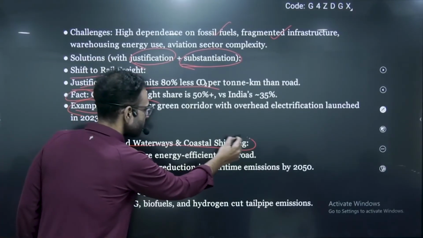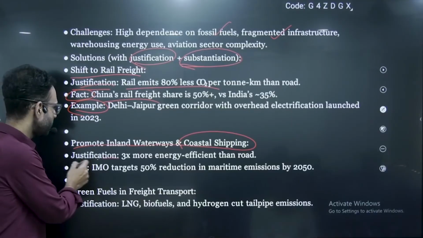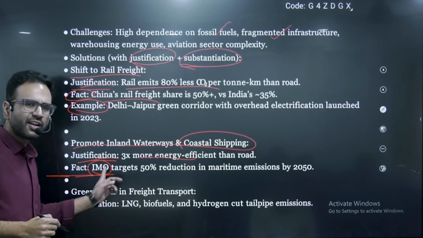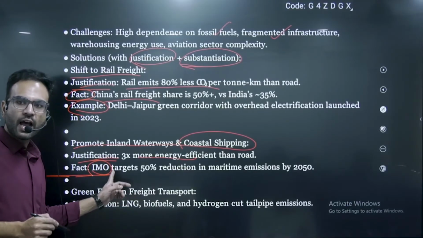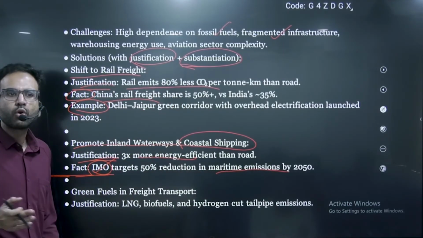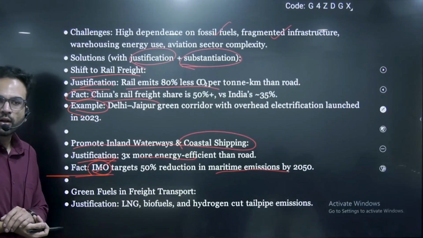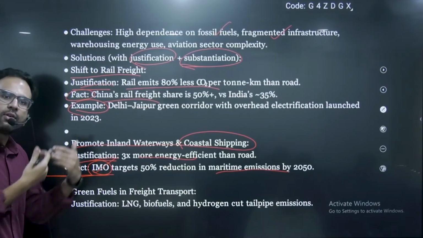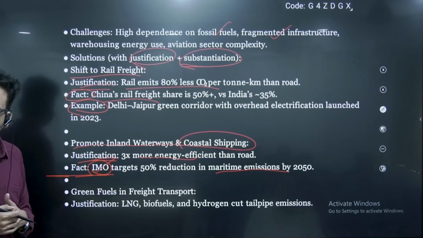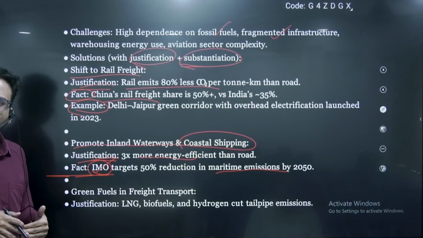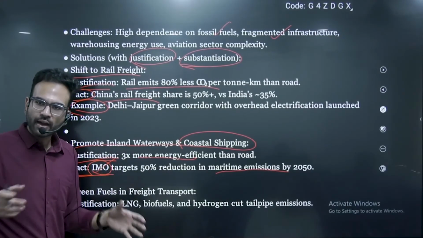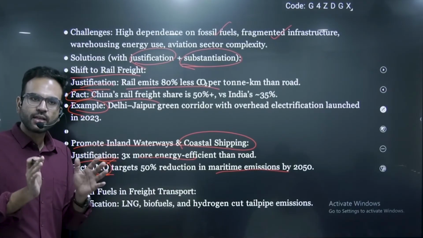Promote inland waterways and coastal shipping. Why? Justification: 3x more energy efficient. Fact: International Maritime Organization. Is it Indian Maritime Organization or International Maritime Organization? IMO stands for? Right. There are some protocols by which IMO is trying to do that. When India is signing up and saying, okay, I will also participate in your agenda, we have some commitment because we made some promise to someone. So we will also have to restructure our economy to suit these global needs. And if all the countries do that, we will be saving the earth. So these micro level actions will add up right from the panchayat level to the global level. We'll keep the earth safe.